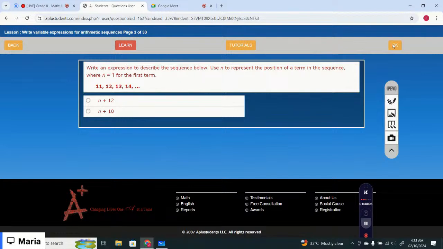Okay, the next one is write an expression to describe the sequence below. Use n to represent the position of a term in the sequence where n equals 1 for the first term. So which is the correct option? Which one is the correct sequence?